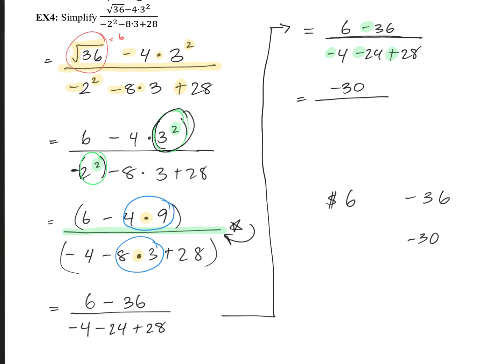We have negative 4 minus 24. Once again, thinking of it in terms of money, you owe the bank $4, and then you go out and spend $24 more, so now you owe the bank negative $28. And then you have plus 28. Okay, so let's go ahead and do the next step. So we have negative 30 on the top, divided by negative 28 plus 28.